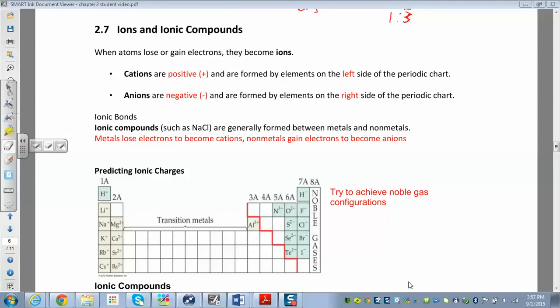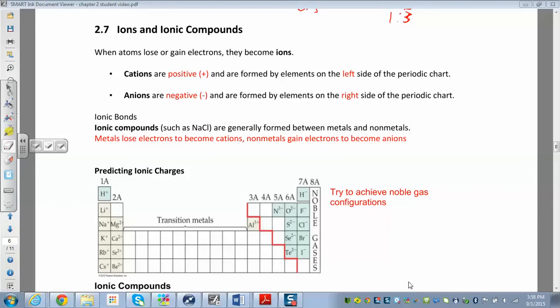So we just finished talking about molecular compounds. Now we can look at ionic compounds and ions and ionic compounds. So ionic compounds are made up of ions. So what's an ion? An ion is an atom that gained or lost an electron. So the number of electrons and protons are no longer the same. So it's not neutral. It has a charge.